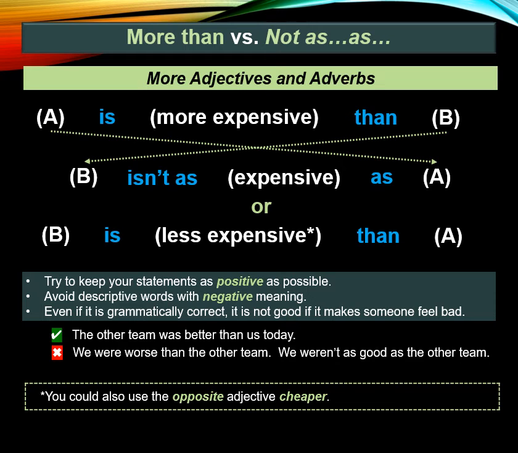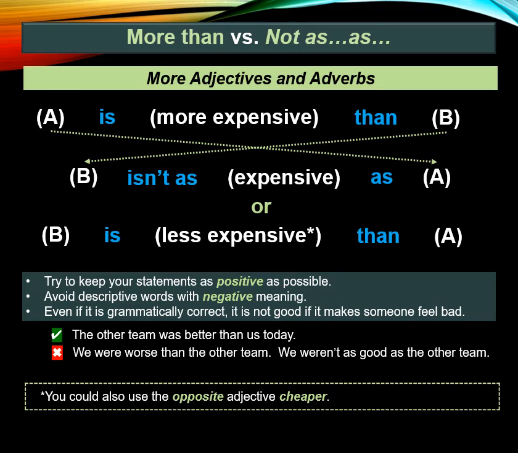For example, the other team was better than us today. All right, we were both good, but they were better. This is a positive statement. I like it. We were worse than the other team. We weren't as good as the other team. Not such a fan because, again, this makes me feel bad. Worse. Not as good. Okay?